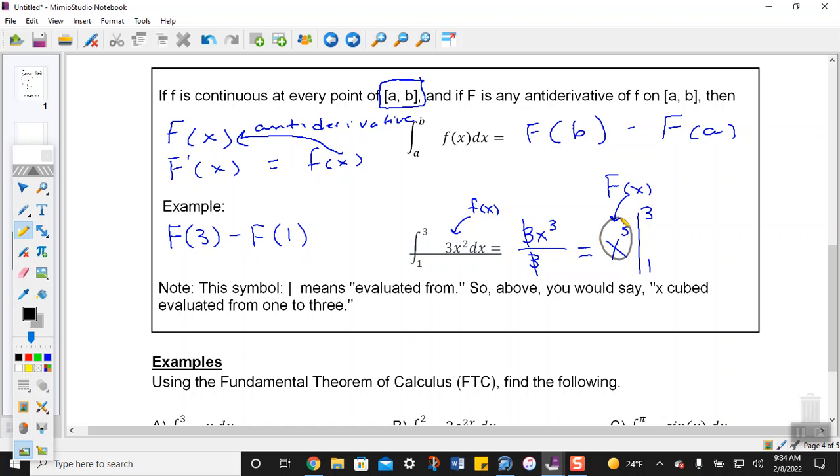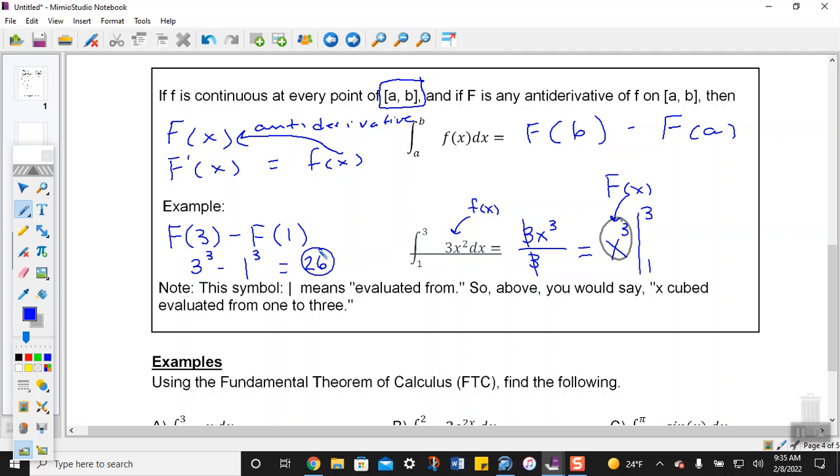Okay, so we're going to go in here and we're going to evaluate f of 3, which would be 3 to what power? To the 3rd. Minus 1 to the 3rd, right? Well, my friends, what is 3 to the 3rd? 27. What is 1 to the 3rd? Oh my gosh, it's 1. And what's the difference of 27 and 1? 26. Okay.